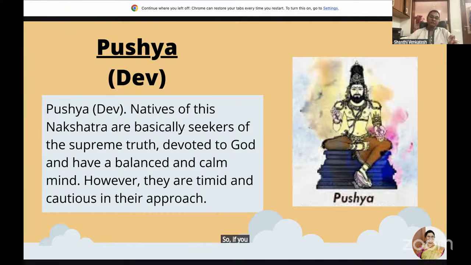So if you see the meaning of Pushya, it means to nourish, to strengthen. That is the meaning of Pushya. So this nakshatra is strongly connected with nourishment, protection, growth, and wisdom. So people of this nakshatra basically like to explore the supreme truth because they have the influence of Jupiter, who is a planet of wisdom, and the planet of justice, that is Saturn. So they always like to go behind truth. They're very devoted to God. They have a very balanced and calm mind. Kind of soft people, we can say, very timid and cautious in their approach.